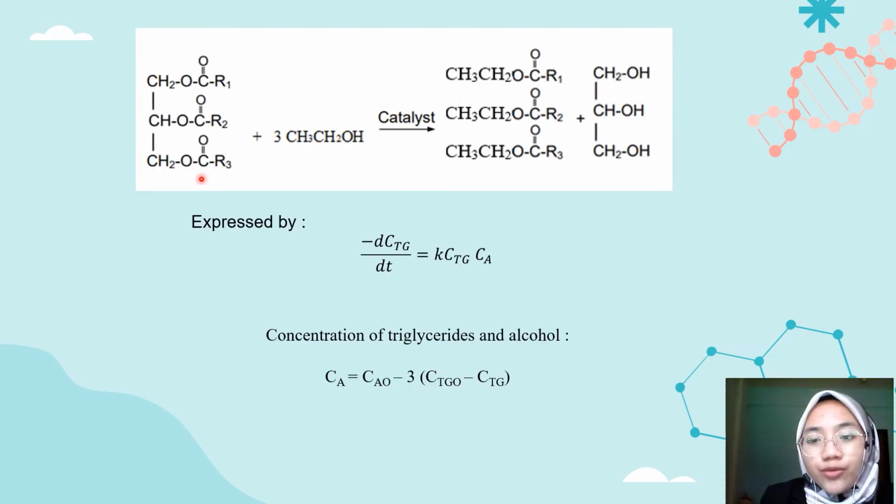So firstly, we need to focus on the chemical equation to produce oil, which is 3 moles of alcohol reacting with 1 mole of triglyceride to produce ester and also glycerol with the presence of catalyst. This chemical equation can be expressed by this rate law, and we can also calculate the concentration of triglyceride and alcohol by using this equation.